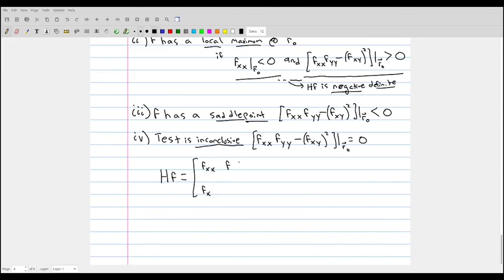So it's fxx, and then fyx, fxy, fyy. And you'll recall that for the function we're talking about, all the second partial derivatives are continuous, which means that from the mixed derivative theorem, fxy is equal to fyx. This is the same thing as fxx, fxy, fxy, and then fyy.